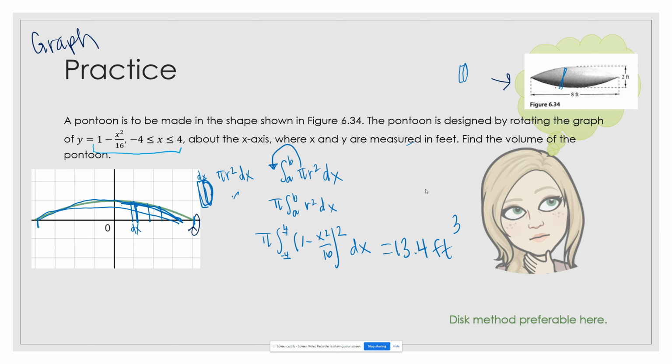All right. So that was an example where we had to decide which method was going to be best. You could have done it using the shell method. If you want additional practice using the shell method, now that you know what the answer is, pause this video, work it out using the shell method just to see that you will get the same answer, but you'll see that it's a little bit more work.